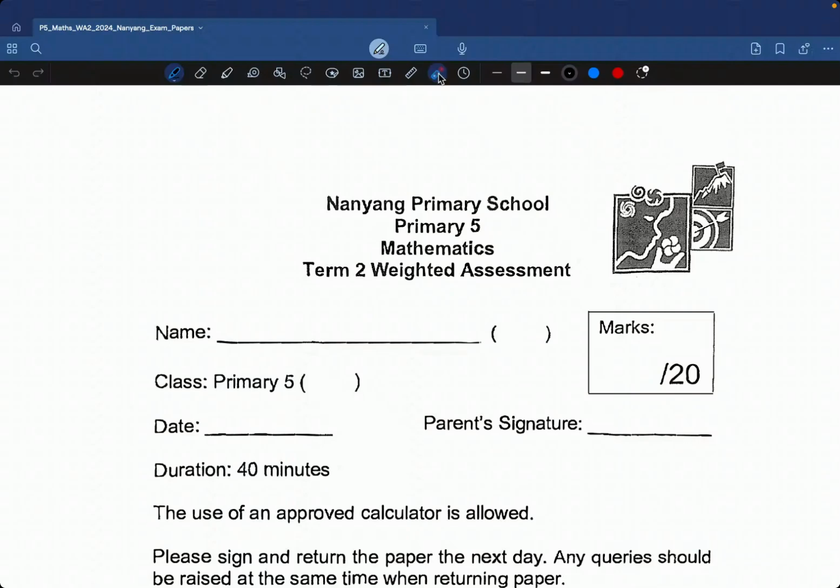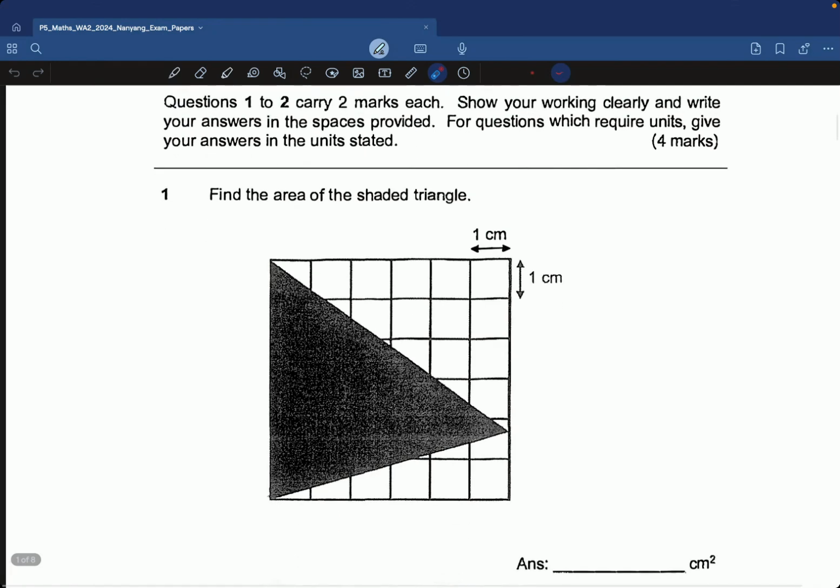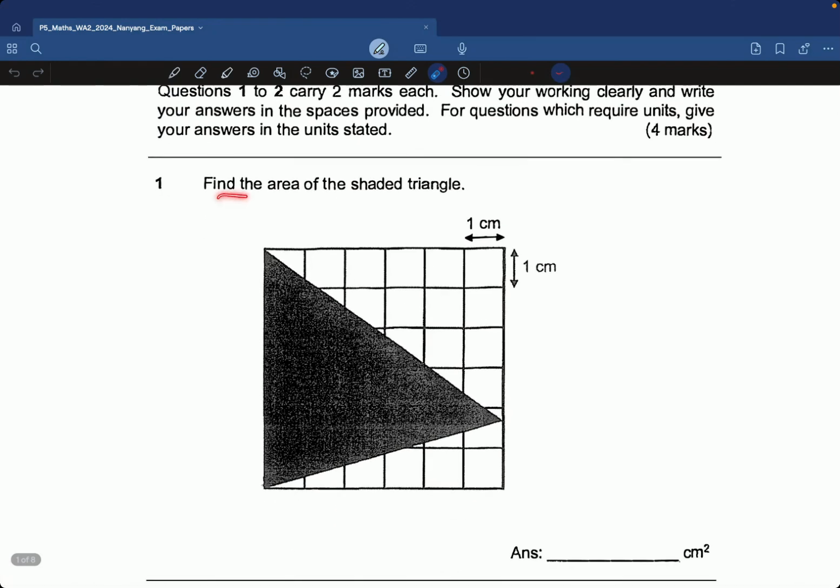In this video, we're going to go through the Nanyang Primary School Primary 5 Term 2 weighted assessment. So let's get started. The first question is: find the area of the shaded triangle.